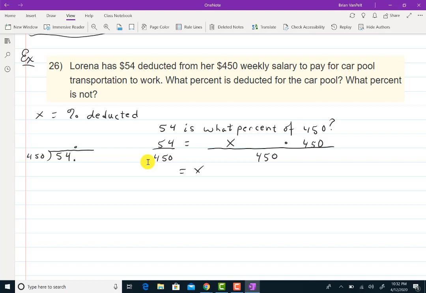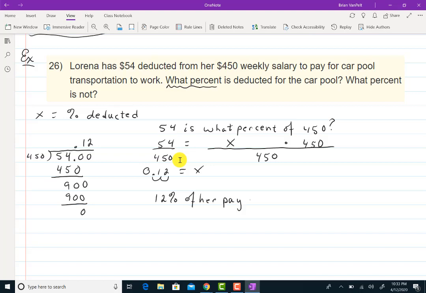Since it doesn't go, I'm going to put my decimal, add a 0. 450 goes into 540 once, with a remainder of 90 after subtracting. And then I'll add a 0 and drop that 0, and 450 into 900 actually goes exactly 2 times. So it was nice to go in terms of decimals here. So we got 0.12, but the question was, what percent? Remember, this was the percent. That was the question that was asked. So I have to change this to a percent by moving that decimal. So 12% of her pay is deducted.